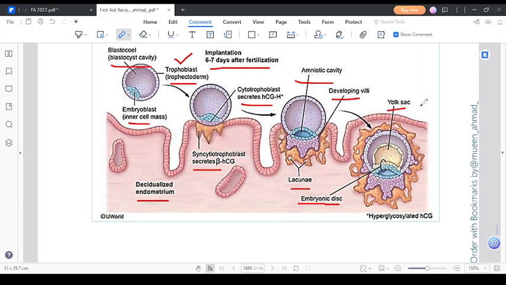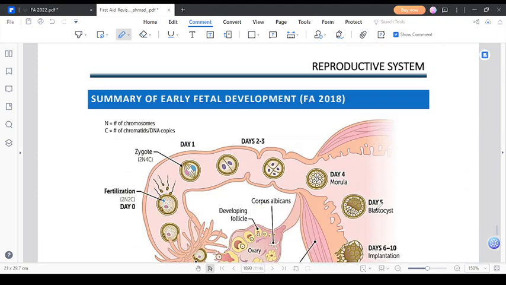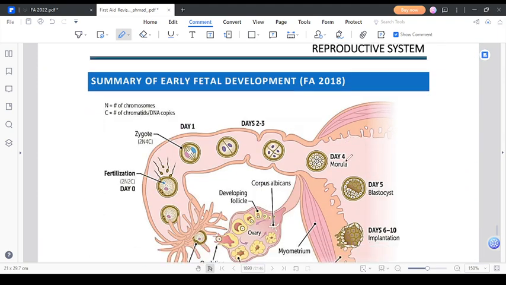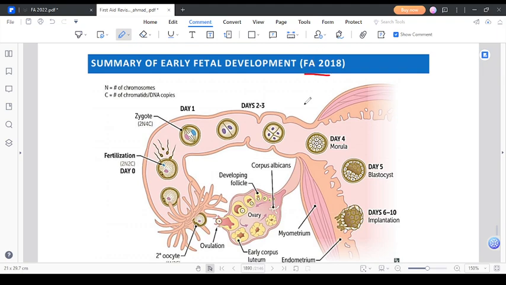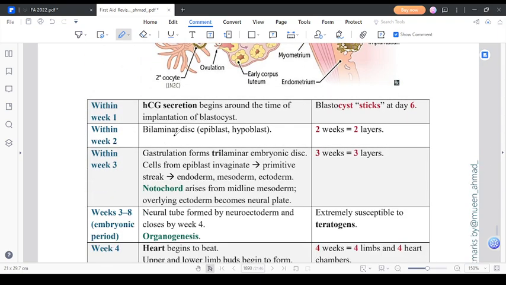Okay. Then the yolk sac forms, and hyperglycosylated hCG will be secreted in this phase. So the cytotrophoblast is forming hCGH, the syncytial trophoblast is secreting the beta hCG, and the fully implanted uterus will be forming hyperglycosylated hCG. Summary of the early fetal development, that is from FA2 2018, within week 1, week 2, week 3.